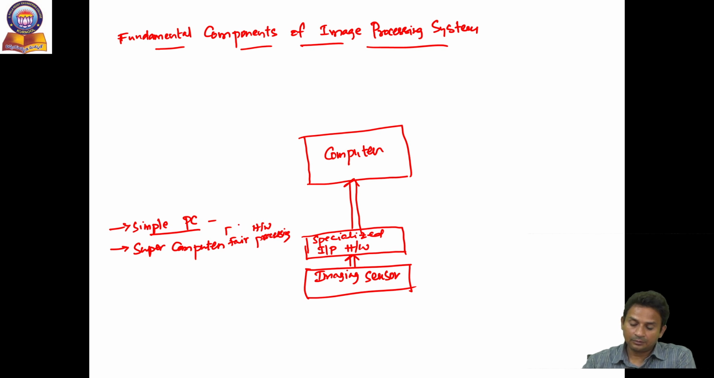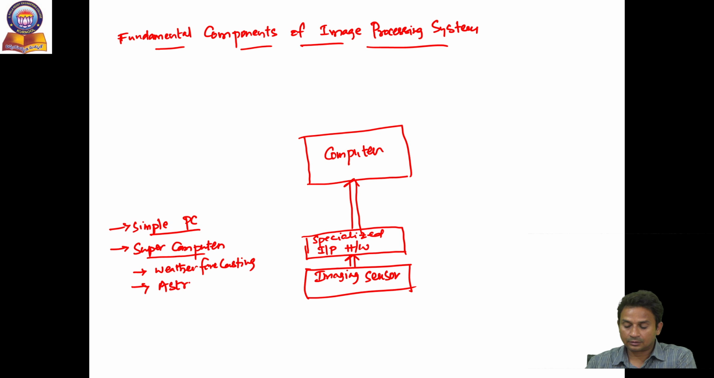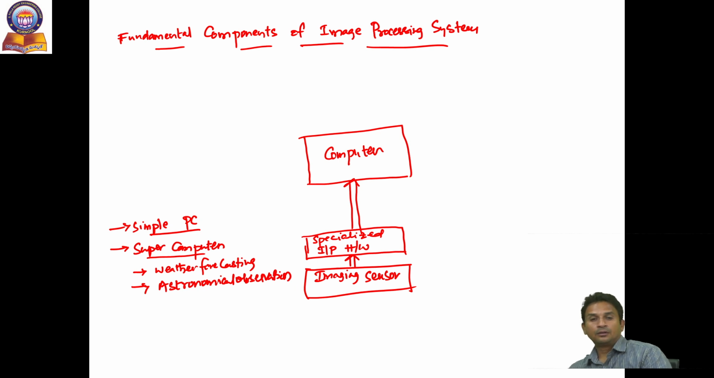But if the application demands processing huge volumes of data and requires huge storage, then people will go for supercomputers. For example, if the application is a weather forecasting system or astronomical observations.